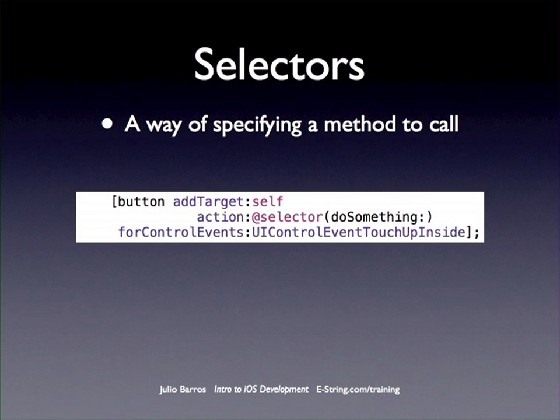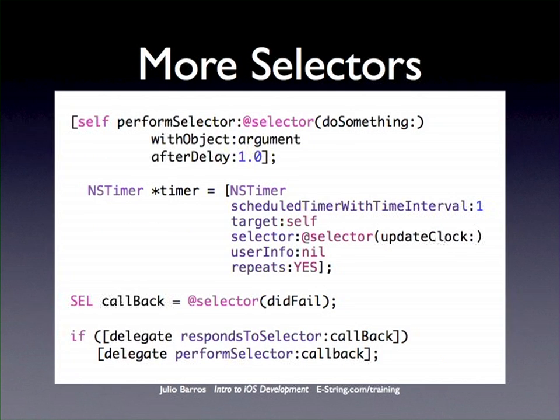Selectors are used to specify a method that should be called. Usually this is so that the method can be called at a later time or when something happens. For example, if you set up a button in code, you'll pass it a selector with the method that it should call when it is pressed. Sometimes you want to call a method after a short delay. You can do that with a selector. If you set up a timer, you'll pass in a selector with a method that should be called when the specified amount of time has elapsed.